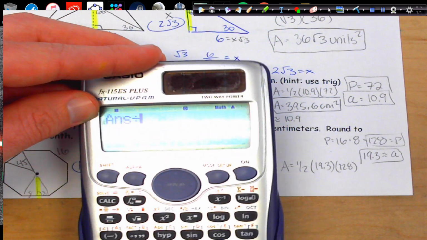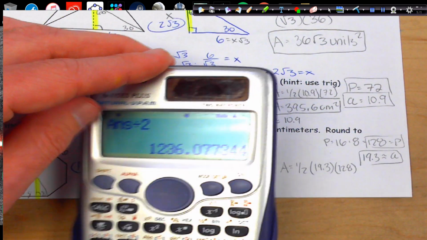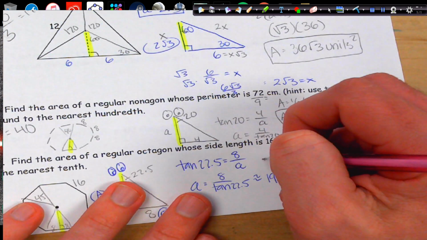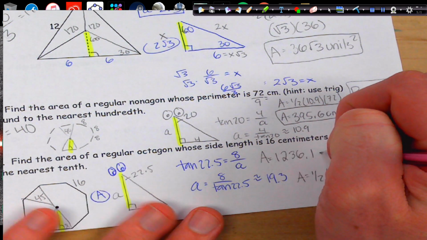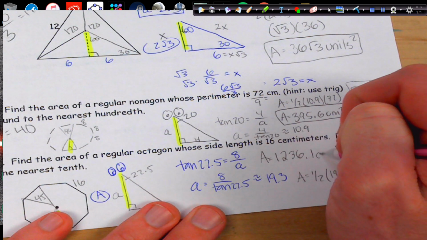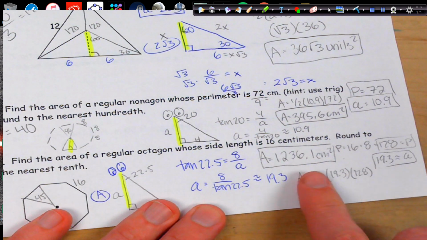And then divide by 2. And we get 1236.07. I'll round that to 1236.1. And we are talking about centimeters again. Round to the nearest tenth, which we did. And there we are.